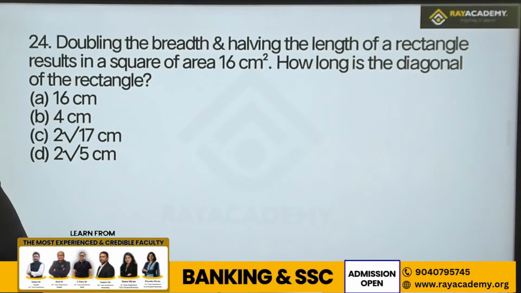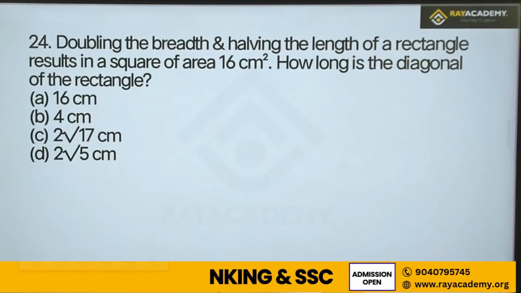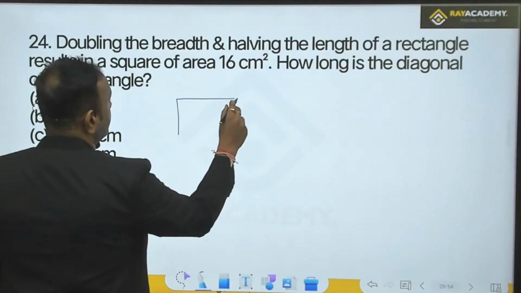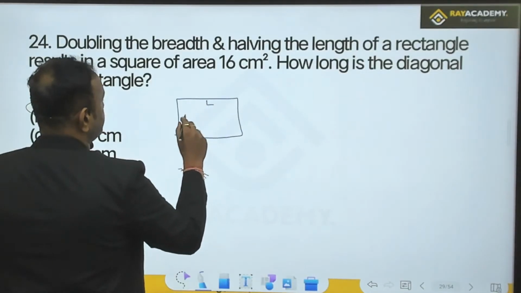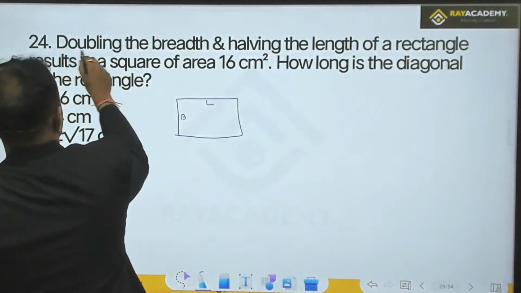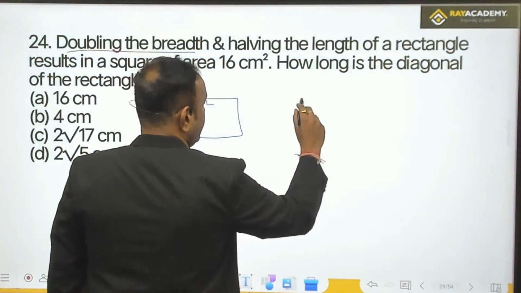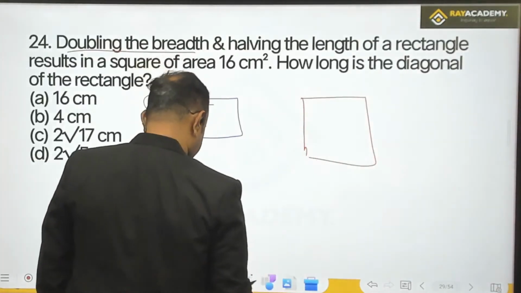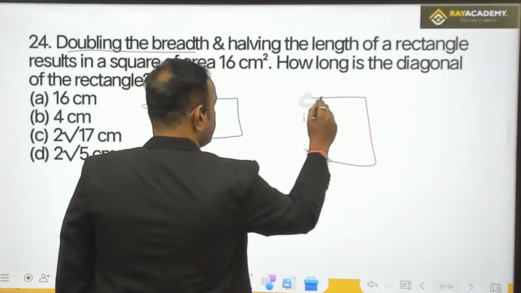Question number 24. Doubling the breadth and halving the length of a rectangle results in a square of area 16 cm squared. First, you write the rectangle. This is L, this is B. Doubling the breadth, we draw another structure. I don't know whether it is a square or something, I am just writing rectangle first and then we will see whether it becomes a square.